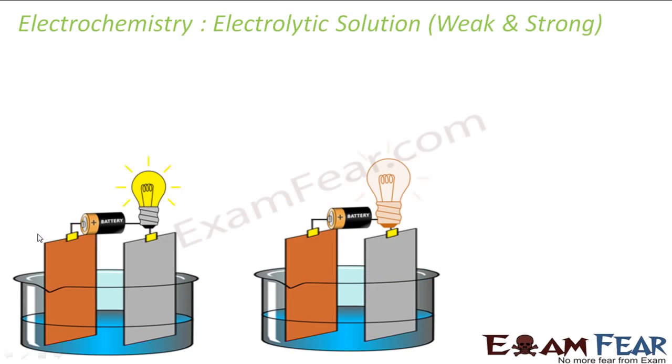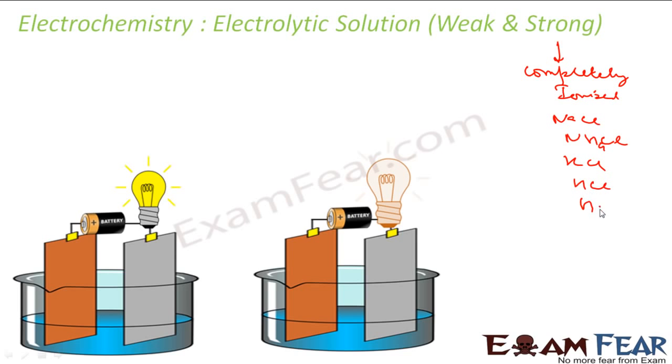If you go deeper into electrolytes, you will see that there are two kinds: weak electrolyte and strong electrolyte. Substances that are completely ionized in aqueous solution are called strong electrolytes. For example, NaCl, NH4Cl, KCl, HCl, HBr. These are strong electrolytes. The moment you put NaCl in water, it will almost completely become Na+ and Cl-.